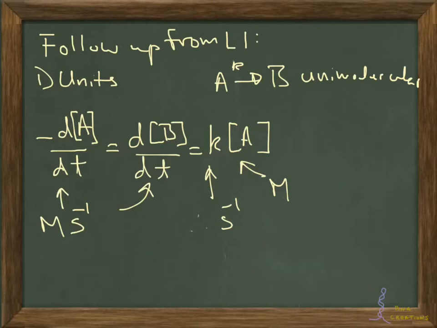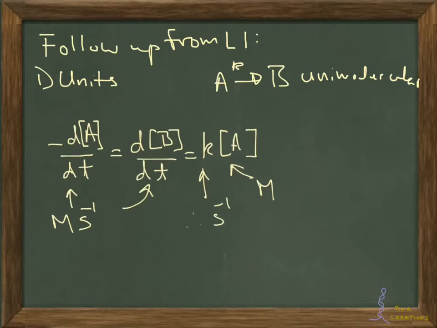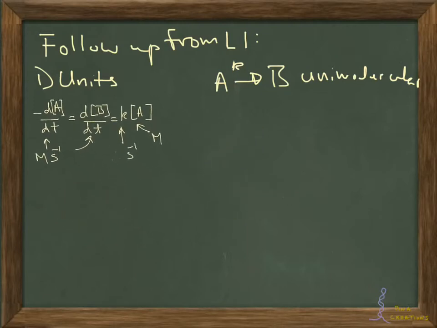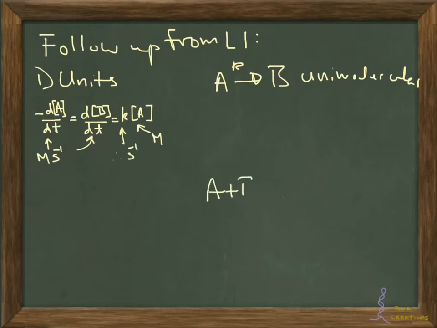So that's just a little bit about units. And so if we take that and pop that up in the corner there, we can look at another reaction, which is not unimolecular, but let's say bimolecular. A plus B goes to C. So this is bimolecular.